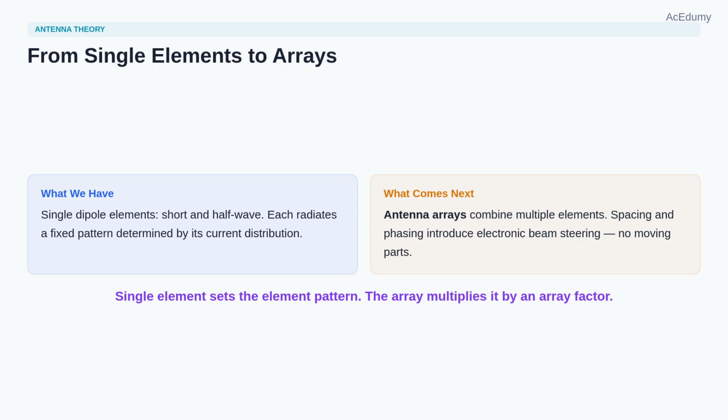So far, every antenna we have studied is a single element. The next natural step is to ask what happens when we combine multiple dipoles into an array. That combination introduces a new degree of freedom. The spacing and phasing between elements can steer the beam electronically without moving the antenna. That is the doorway to array theory.